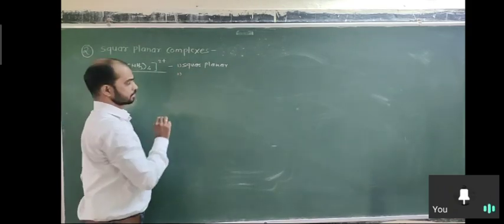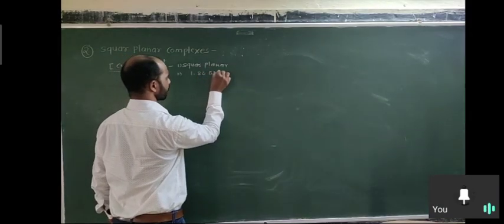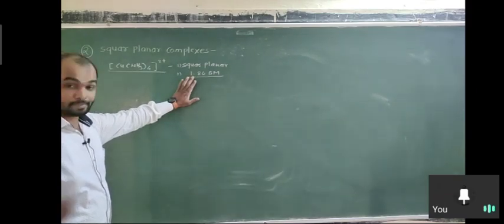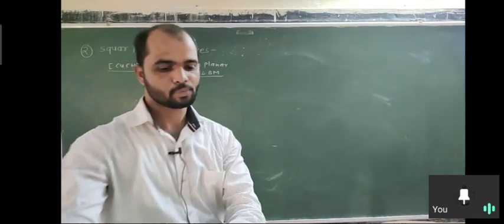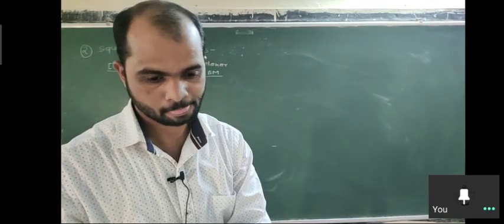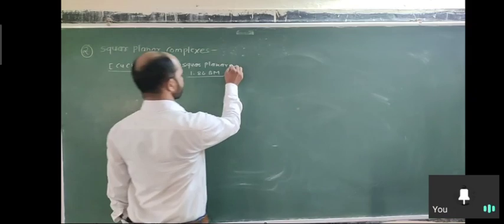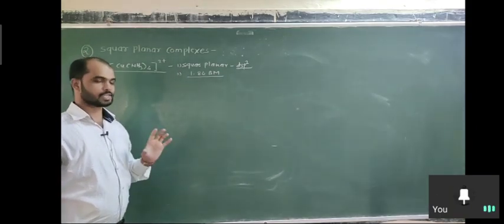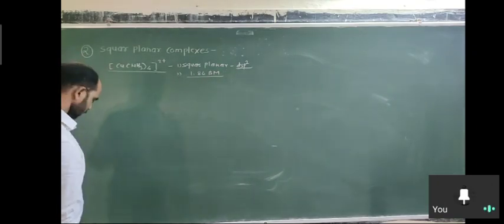The second observation is that the complex shows a magnetic moment of about 1.8 Bohr magneton. The experimentally calculated magnetic moment is near about 1.7 or 1.8. So if we consider square planar geometry, that means it has dsp2 hybridization, the expected hybridization. Then we're going to solve it and see which difficulties arise.